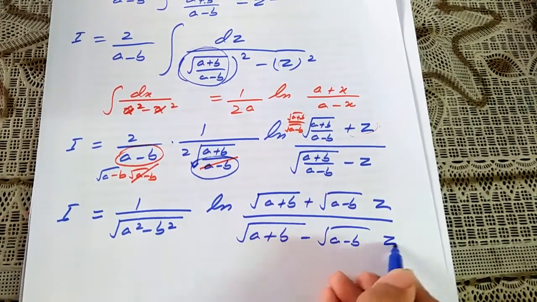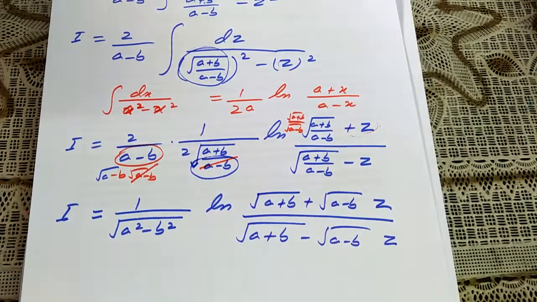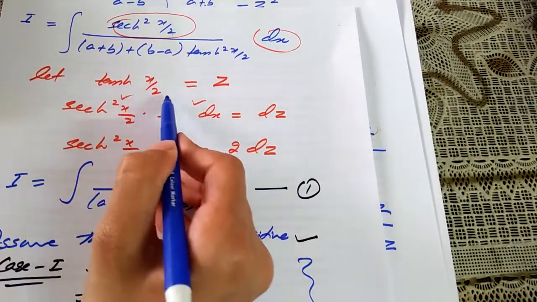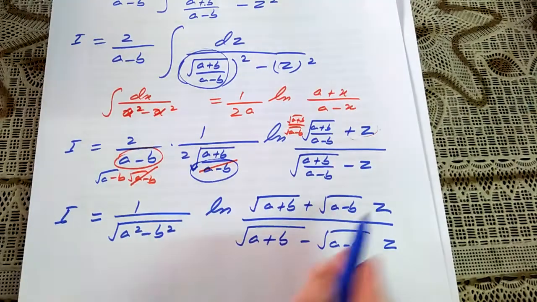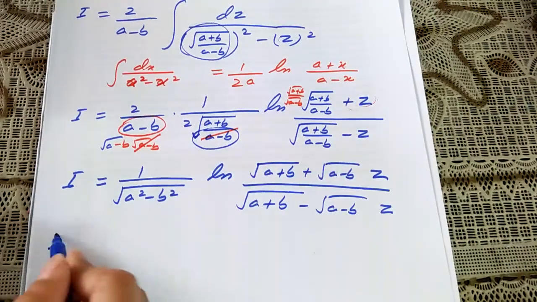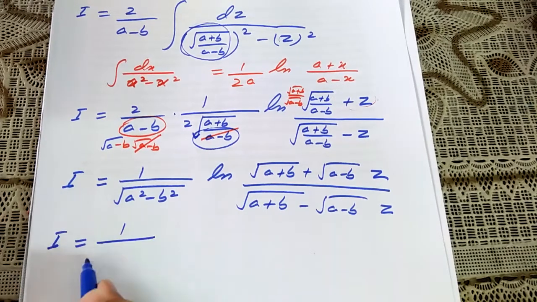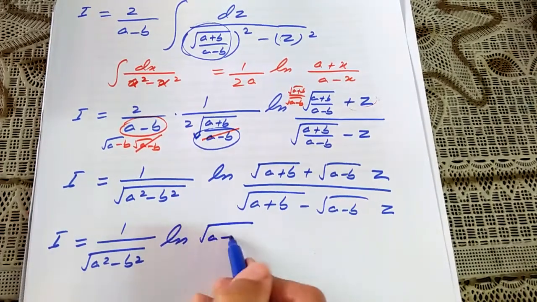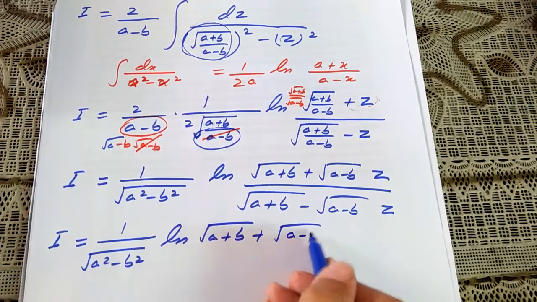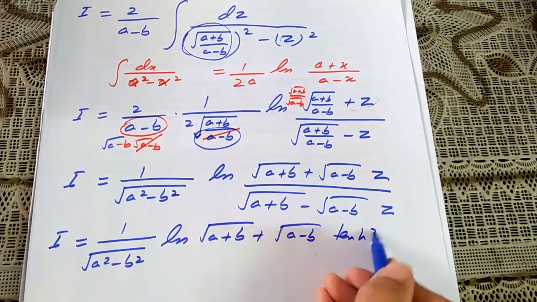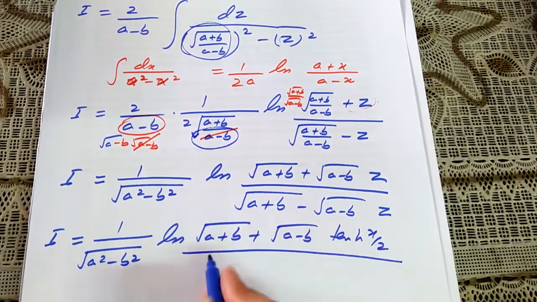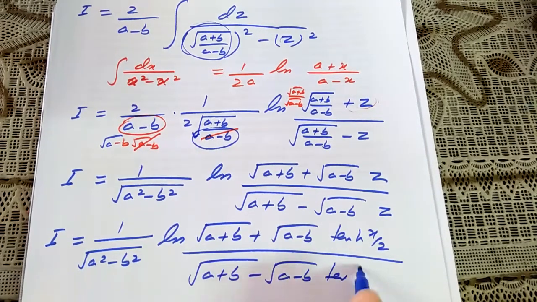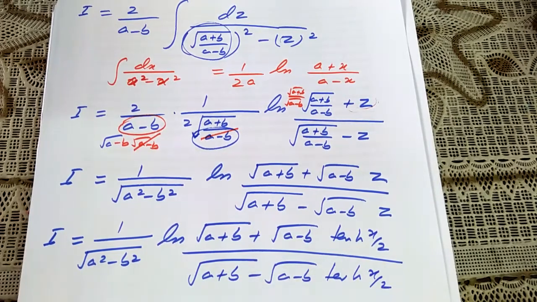under root a minus b z. Now what was our substitution in the start? Our substitution was z is equal to tanh x by 2. So replace this z with tanh x by 2. So I will be equal to 1 over under root a square minus b square ln of a plus b plus under root a minus b tanh x by 2 divided by under root a plus b minus under root a minus b tanh x by 2.